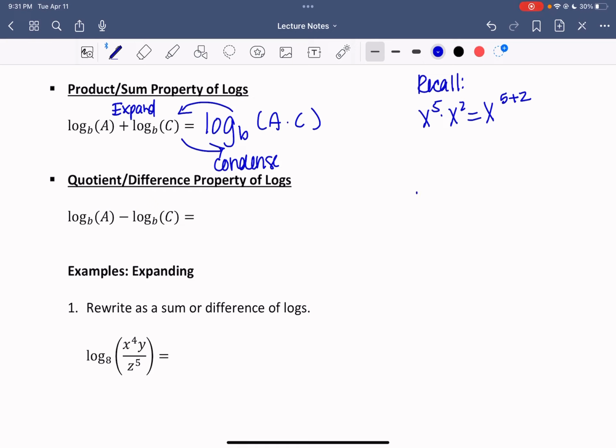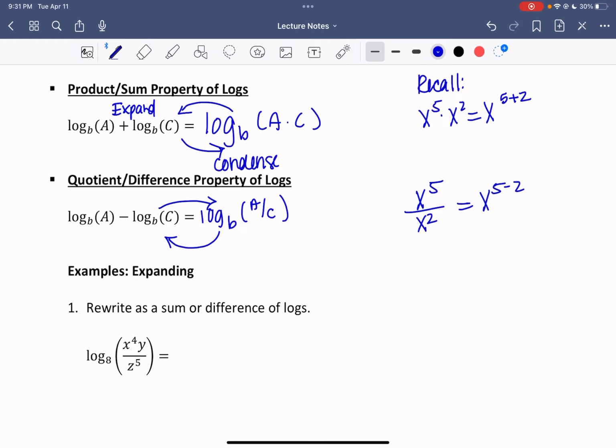Well, let's just play into that. If I had x to the 5th divided by x squared, the properties of exponents say x to the 5 minus 2. You subtract them. So that's where the quotient, or difference, property of logs comes into play. Subtraction turns into division. Again, this would be known as condensing it up. And if we went this direction, we would be expanding it out.